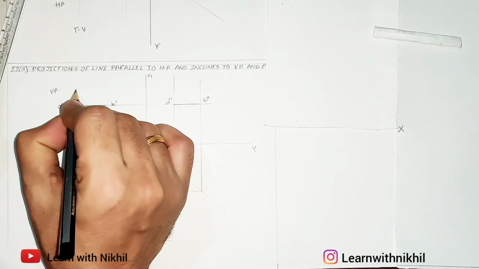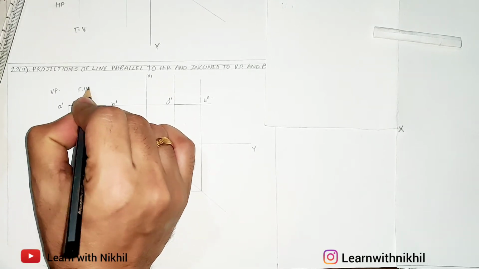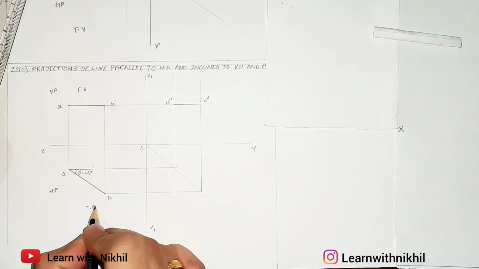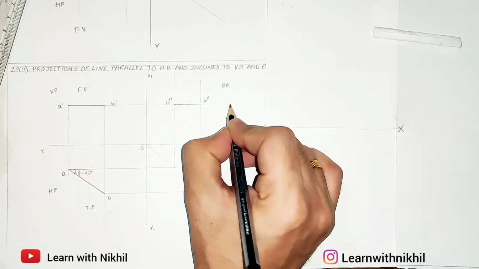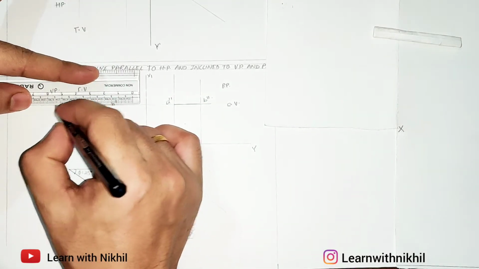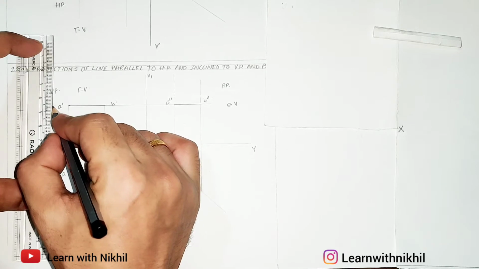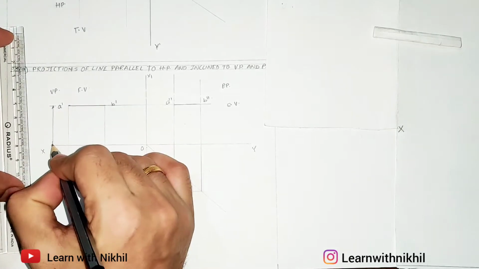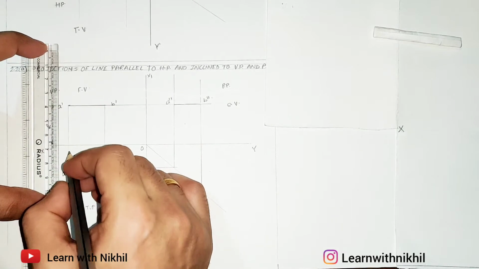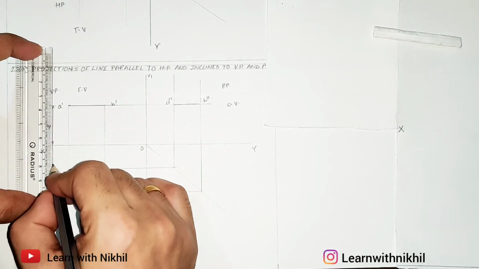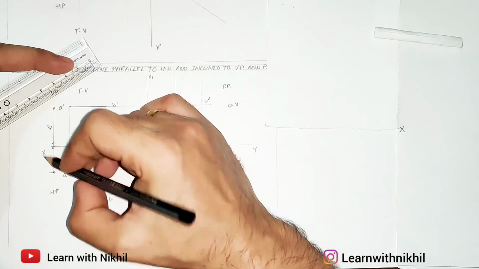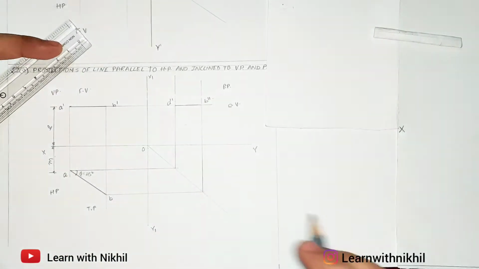So this is the vertical plane or the front view. This is horizontal plane or the top view, and this is profile plane or the side view. So the line above the horizontal plane, we know that the distance is L, and the line in front of vertical plane, we denote it as M. So we are done with this.